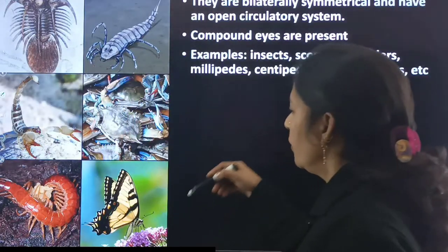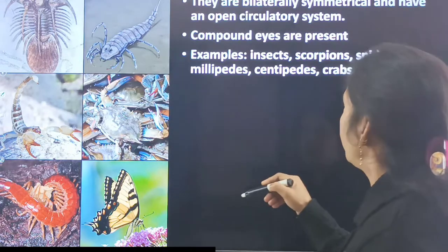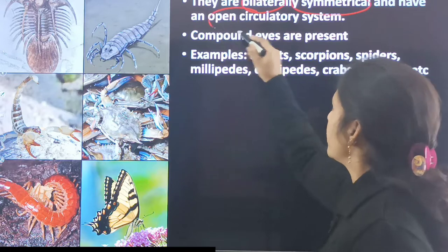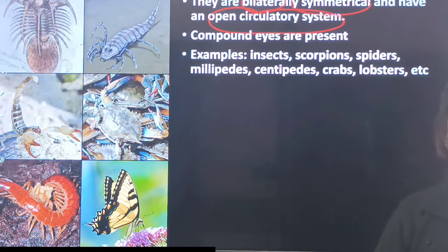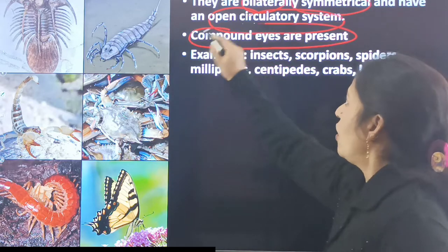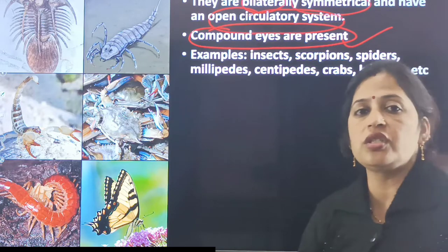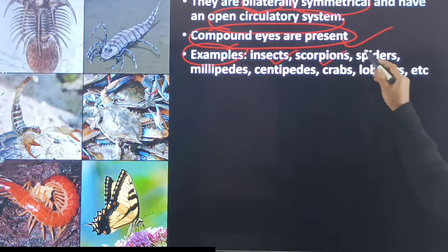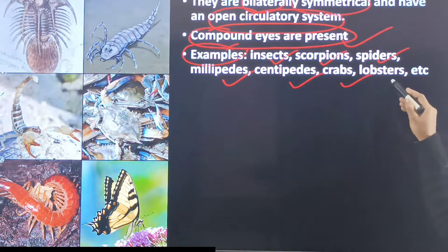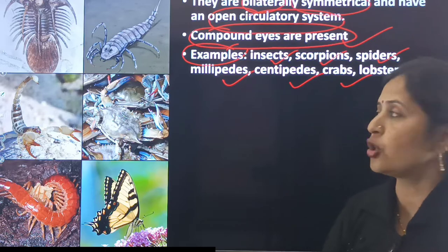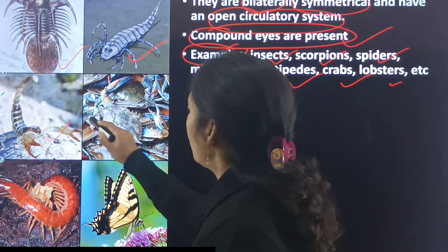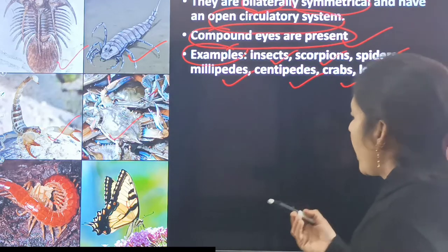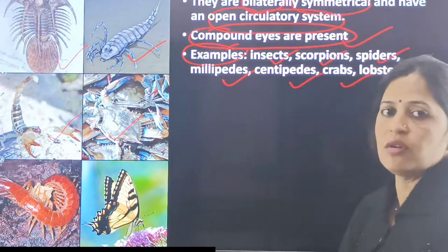Next, these are the various examples of the Arthropoda. They are bilaterally symmetrical, and they have an open circulatory system, not a closed one. Compound eyes are present in Arthropoda, which is the most important feature. Common examples: insects, scorpions, spiders, millipedes, centipedes, crabs, lobsters, butterflies.